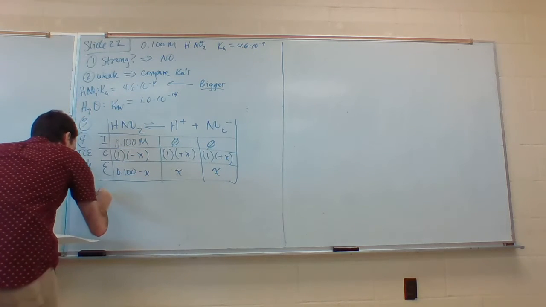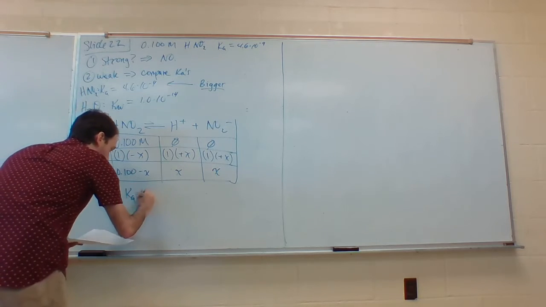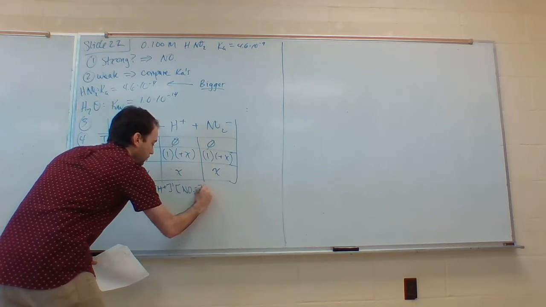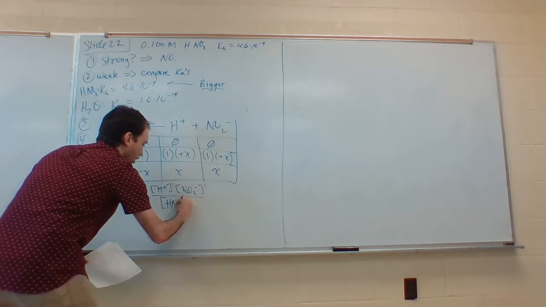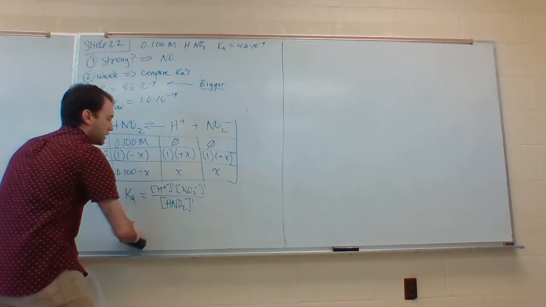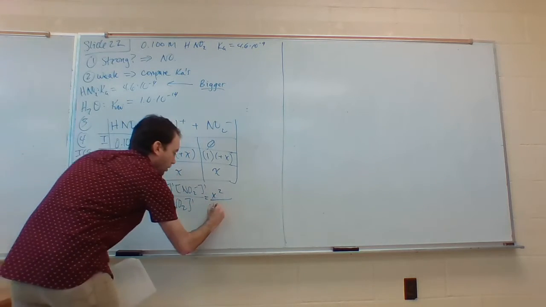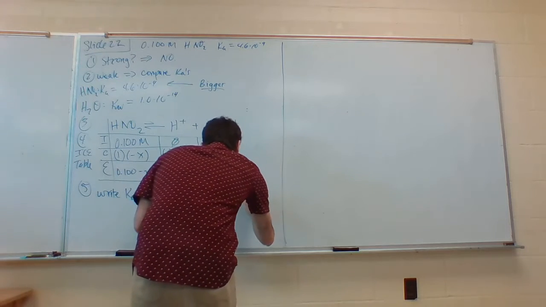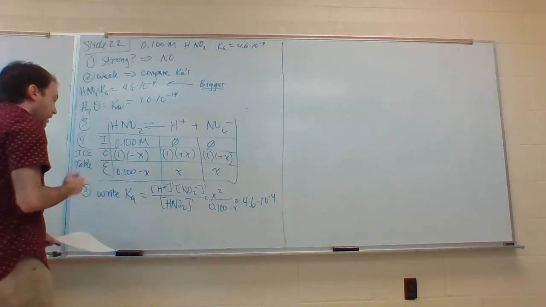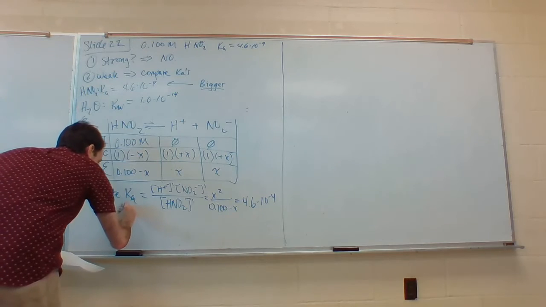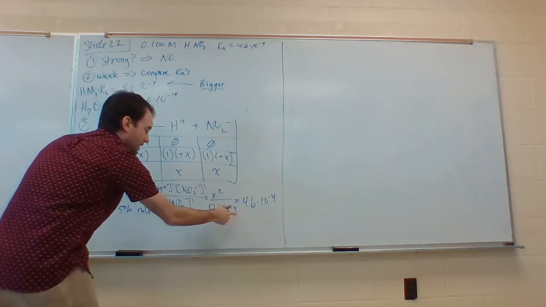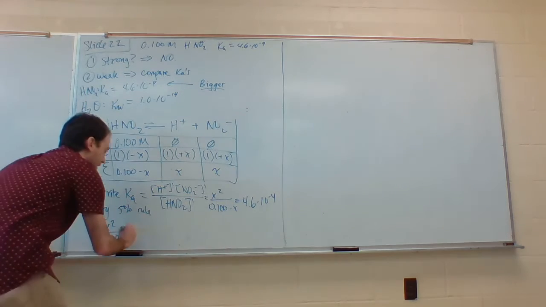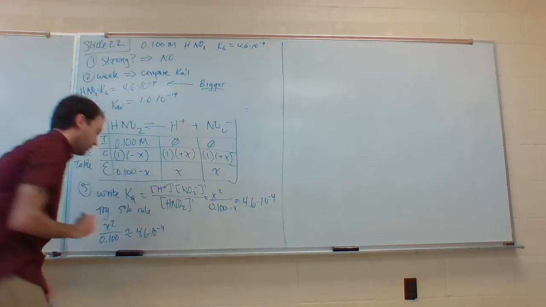All right, our very next step, step 5, is to write our Ka, which is the concentration of H plus to the first, times the concentration of NO2 minus to the first, over the concentration of HNO2 to the first, okay? Which means that it's going to be equal to x squared over 0.100 minus x, and that is equal to our Ka for this reaction, which was 4.6 times 10 to the negative fourth. Then I'm going to try my 5% rule. With the 5% rule, I'm going to say that I have x squared over 0.100, because I'm going to drop that x, and that's approximately equal to 4.6 times 10 to the negative fourth.